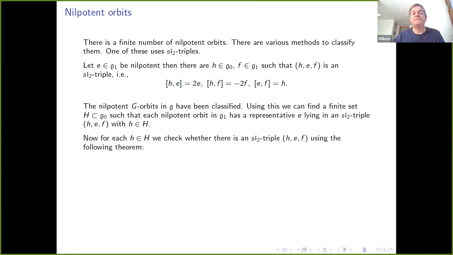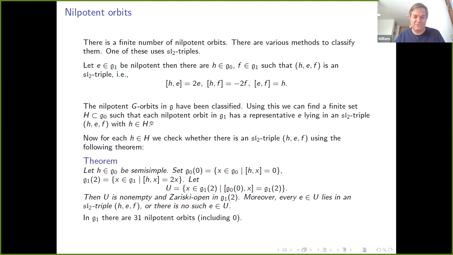So then you run over this big set H and you see whether these elements correspond to an SL2 triple. And you can check that using the following theorem, which I will not go into, but I just flash it in front of your eyes. Maybe just don't read it, but you can believe me, by this theorem we can decide whether a given element H lies in an SL2 triple or not.